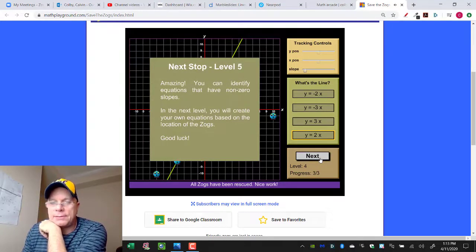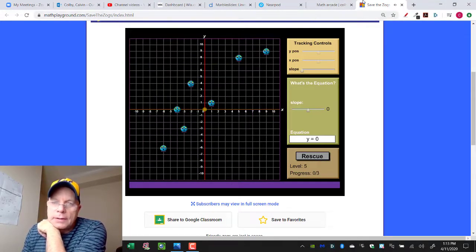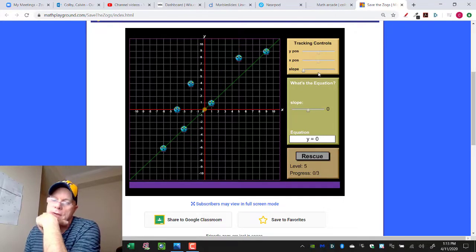Level 5. This game is fun, even if you didn't have to do math. What could be more fun than saving the Zogs? Oh, there's the line. There it is.